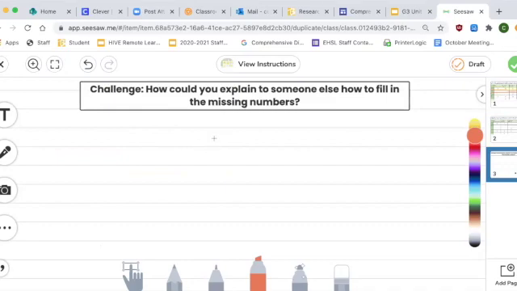How could you explain to someone else how you filled in the missing numbers? So I want you to be the teacher, and I want you to teach someone else how to fill out that chart with all the missing numbers. Maybe you think about how you did it and explain it step by step, but you are going to be the teacher here to explain how this works.